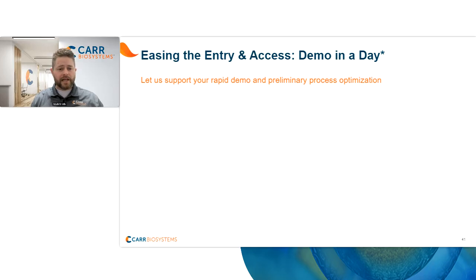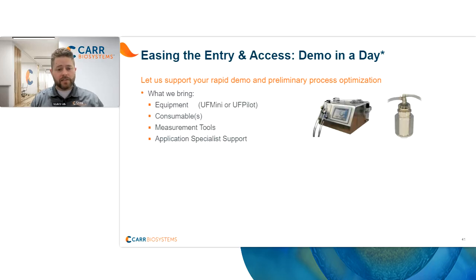And what that looks like is us bringing equipment on site. It could be a UF Mini or a UF Pilot with the consumable associated with that. We like to bring additional measurement tools for looking at turbidity and clarification efficiency, as well as cell recovery, in addition to what you already have in terms of your cell counter or other viability metrics. And of course, we'll bring an application specialist along to support that.